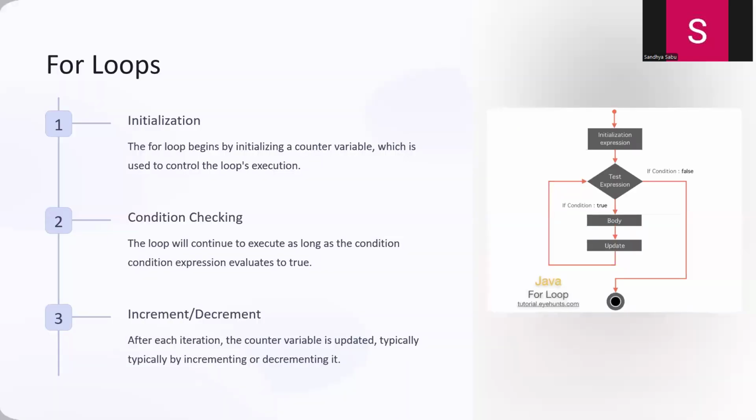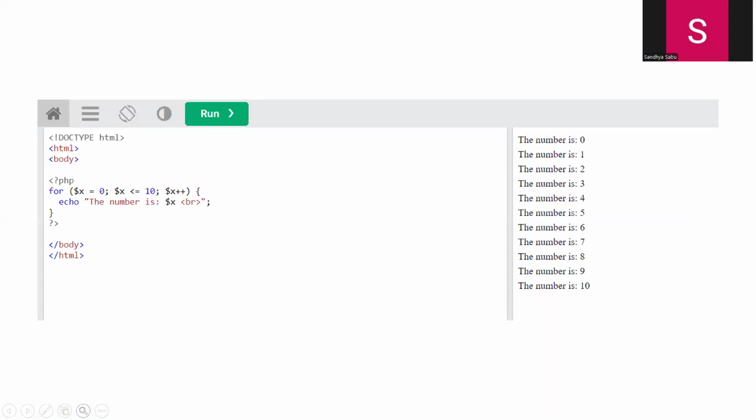Next one is the for loop. For loop is also called an entry control loop. Here we have three parts: initialization, condition, and increment or decrement. Initialization is where we will be initializing the counter variable with the initial value, and the condition will be given. The increment or decrement will also be given.